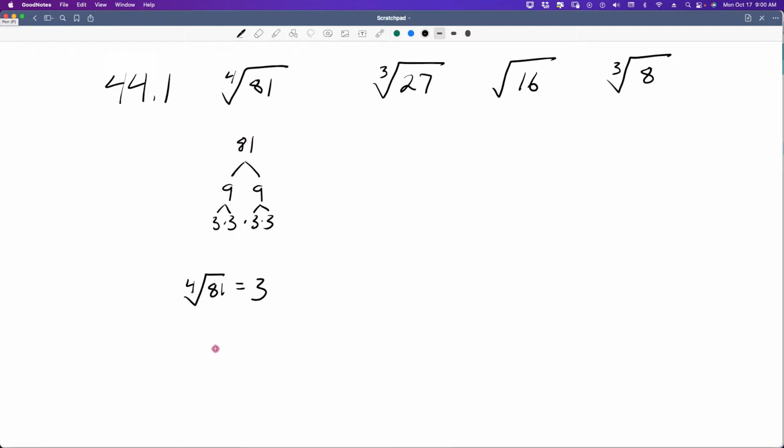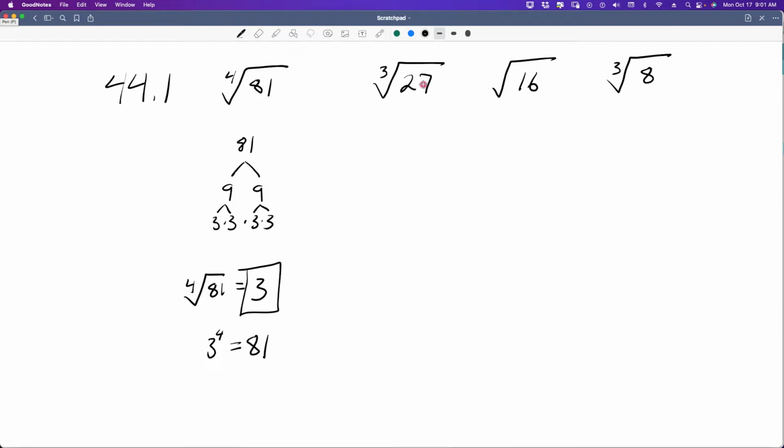All right, written another way, 3 to the fourth power is equal to 81. If you can do this with your answer to get back to the number inside the root, then you know you have the right factor. All right, this is the answer.